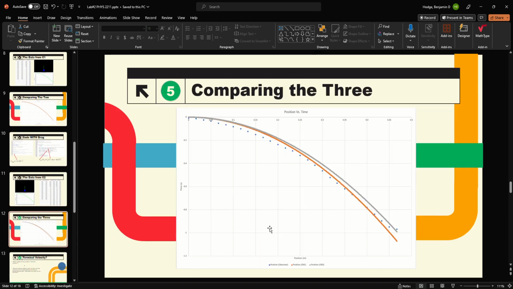This is all our data. We compute the three. Now, a couple of noticeable things about this. We notice that the position of the drag model and our observed are almost identical, meaning that it's likely drag impacting this observed position.